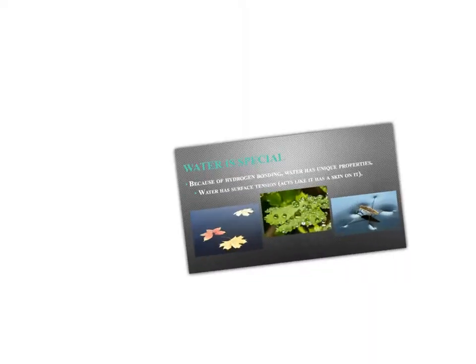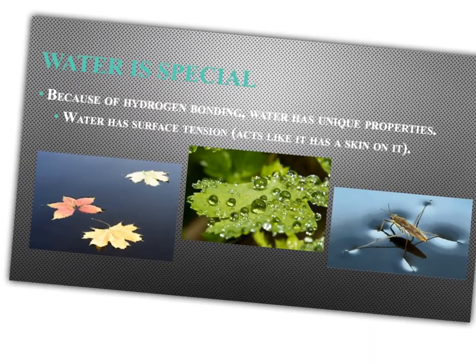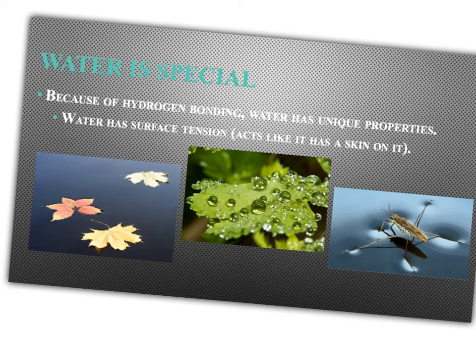The third way that water is special is because of hydrogen bonding, of course. Water has something that we call surface tension, and that is that it acts like it has a skin on it. We're actually going to do some activities with this in class in a couple of days. But you need to know that that's why water forms droplets like these. That's why leaves can float on the surface, and even some bugs can float on the surface of water. Water acts like it actually has some kind of a skin, and it'll form droplets because of that.